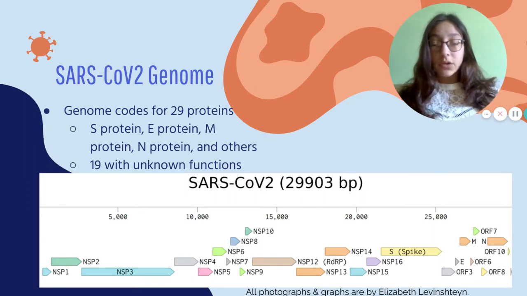The SARS-CoV-2 genome codes for 29 proteins, including S protein, E protein, M protein, N protein, and others. 19 of these 29 proteins have unknown functions, and this entire genome is 29,903 base pairs long.